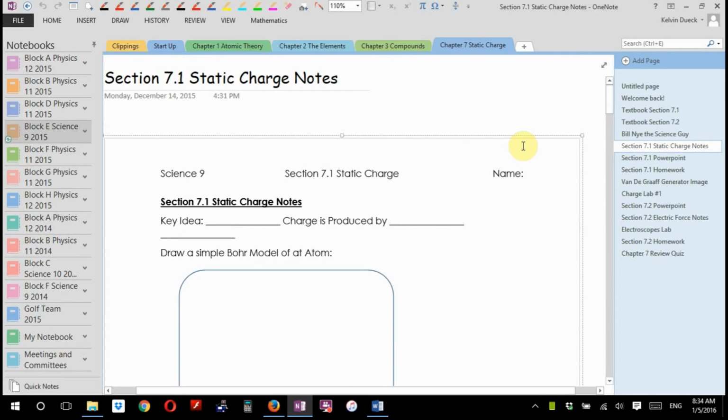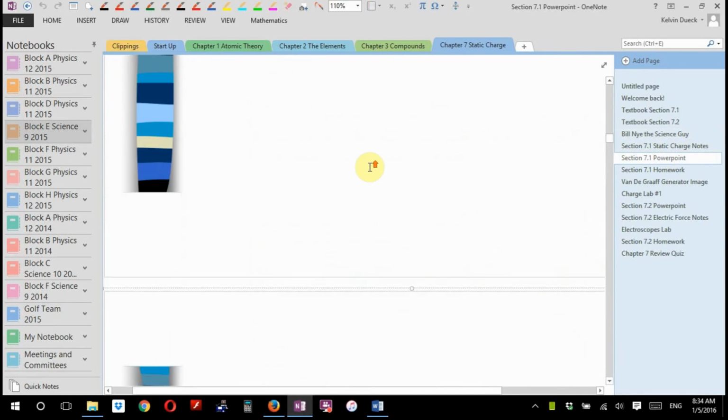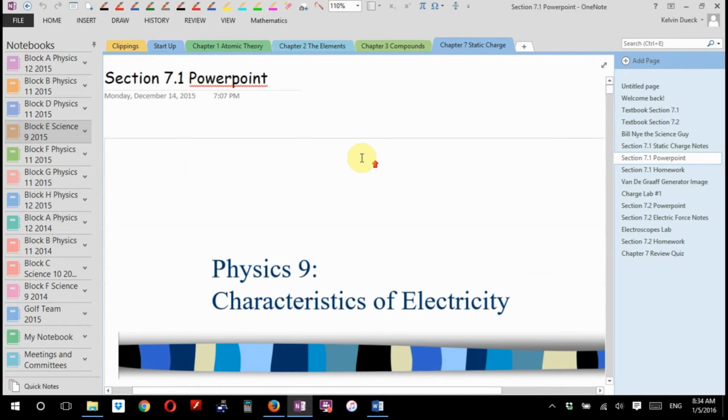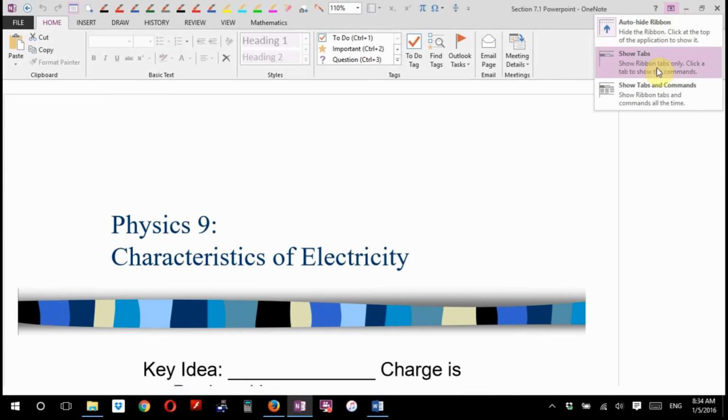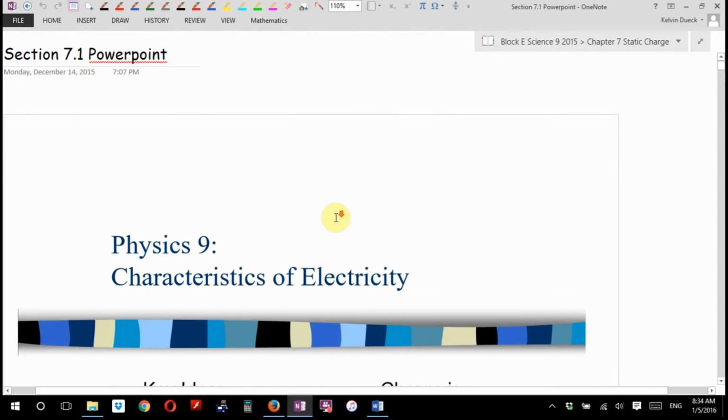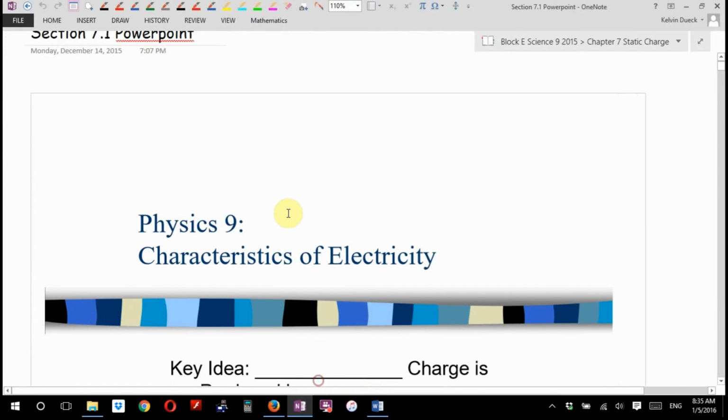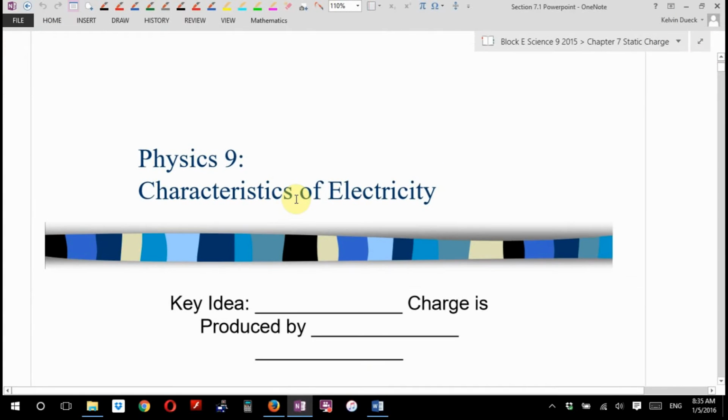So folks, your notes look like this. I'm going to go to this one here, which has pictures and stuff, and we'll fill in the blanks together. So here we go. We're going to be talking first of all about static electricity. Then we're going to talk about current.